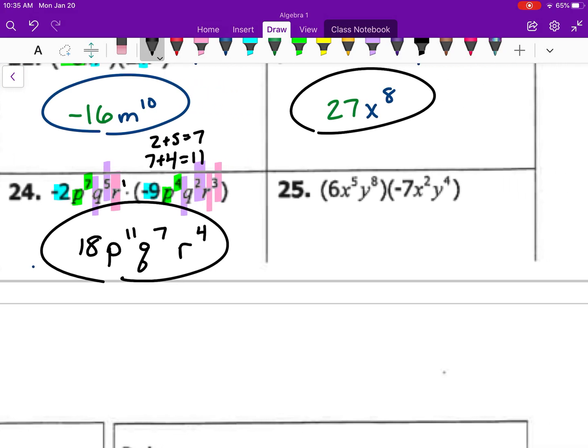Okay, final question. I'll go kind of quickly through it. 6 and -7 make -42. X to the 5th times x to the 2nd would be x to the 7th. And y to the 8th times y to the 4th would be y to the 12th power.